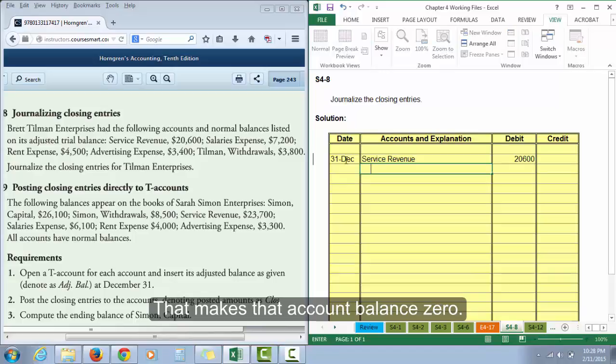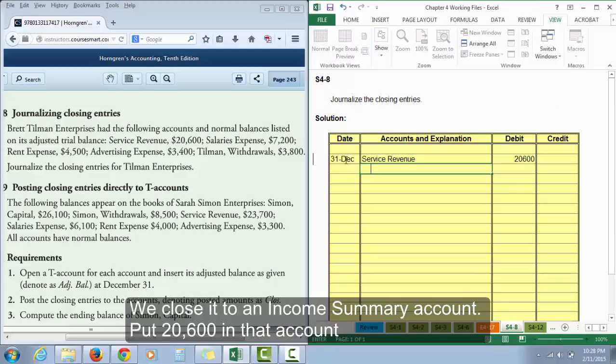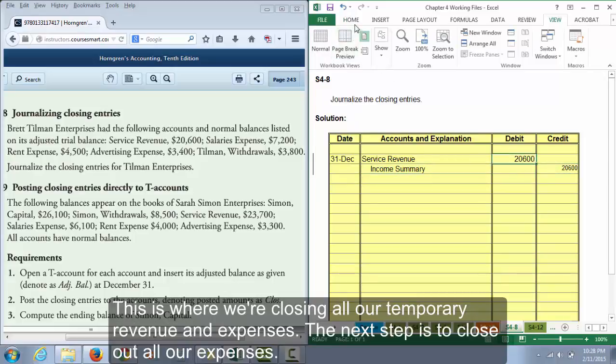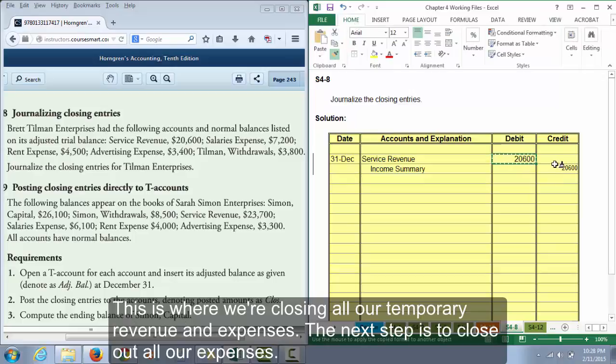Where are we closing it to? We're using an account called the income summary account. So we're going to put $20,600 in that account. This is where we're closing out all of our temporary revenue and expenses.